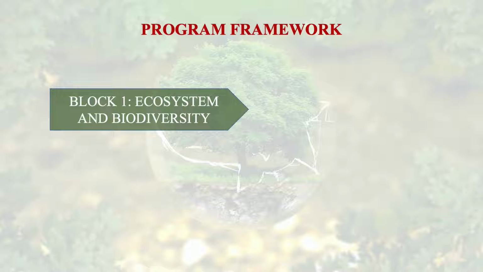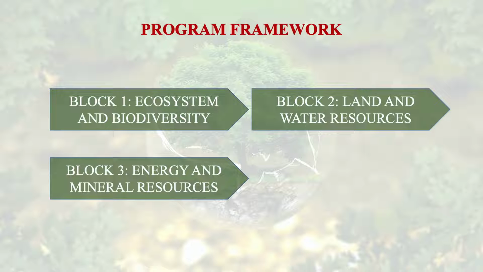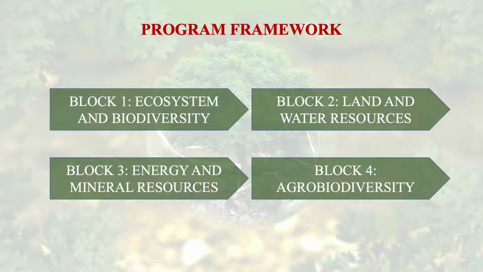So, the program framework of this course: if we look into the structure of the open distance learning system of IGNOU, it will have 4 blocks. The first block is on ecosystem and biodiversity, the second block is on land and water resources, the third block is on energy and mineral resources, and block 4 is on agrobiodiversity. These 4 blocks are divided into different units, and week-wise, it will be spread over 12 weeks.